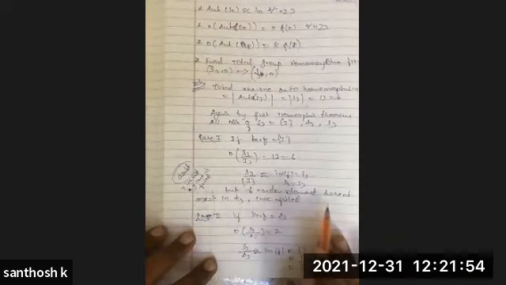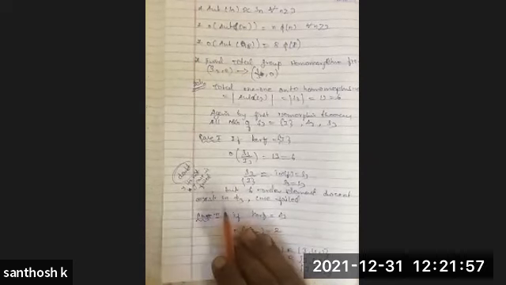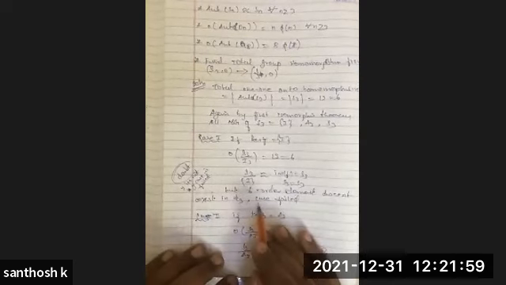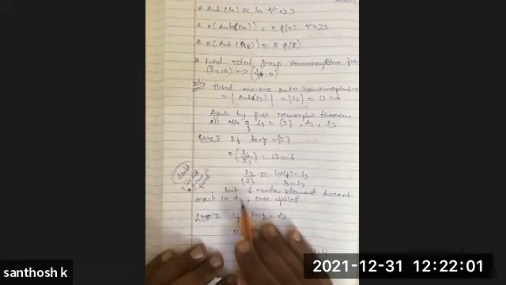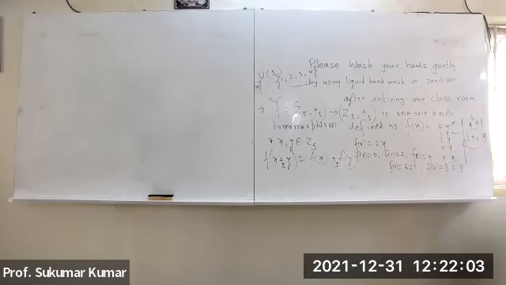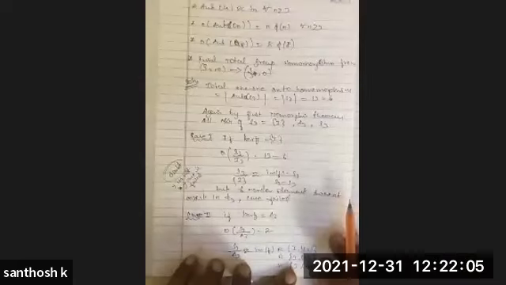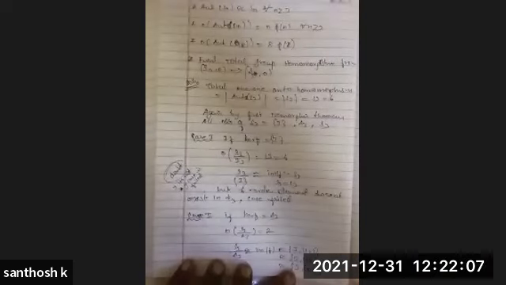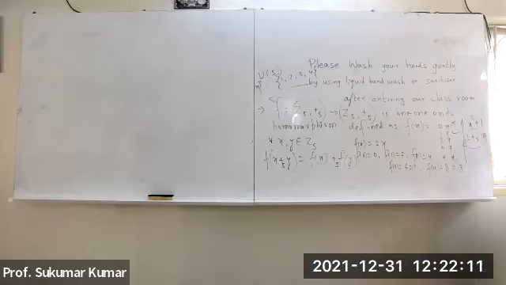Sir, here a sixth order element does not exist in S3, so the case failed. Why is it failing here? One minute. What is the question? The total group homomorphisms from S3 to S3.